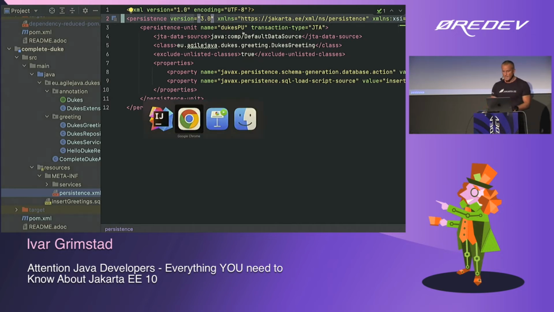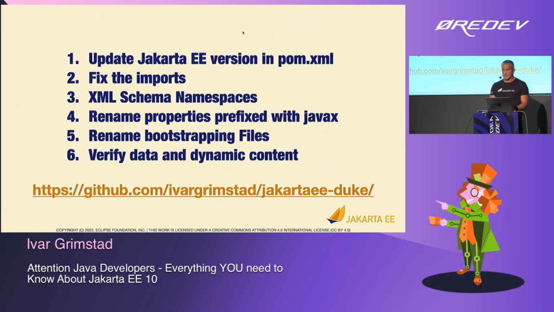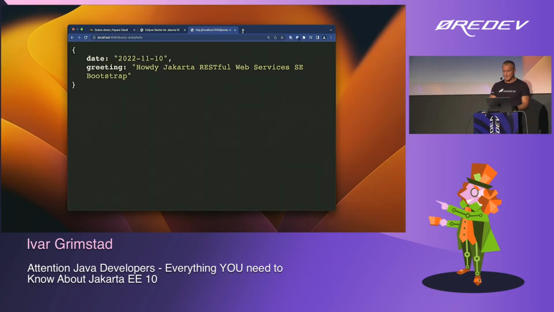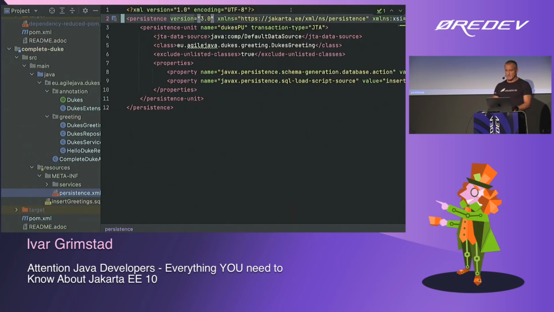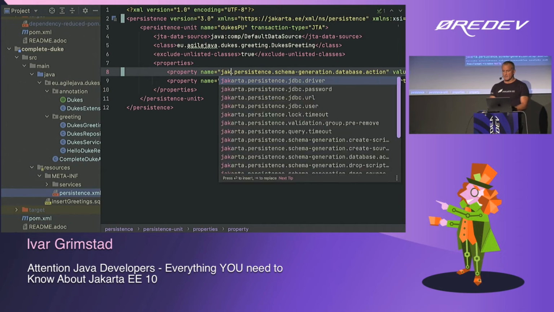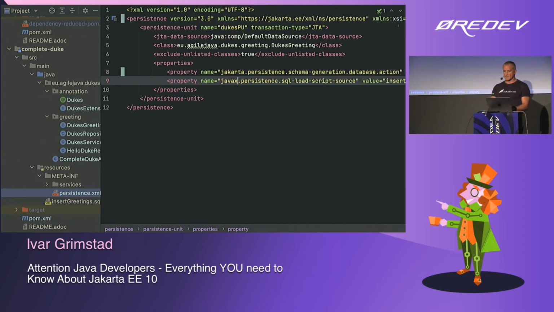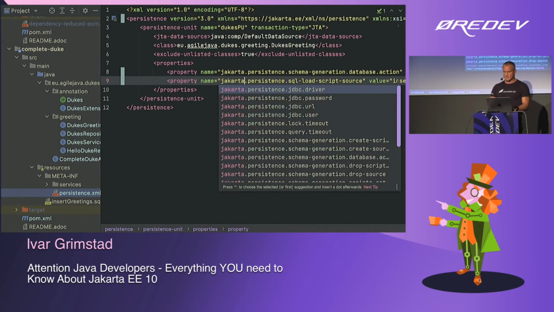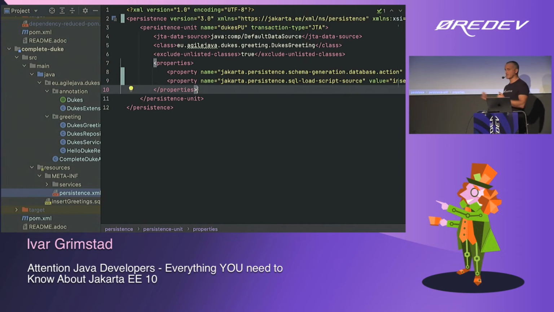The next step is properties. In my application, you can see here I have these two properties to generate the test data in the database. So I'll just have to change these from javax to jakarta. This is also very, very consistent throughout. It's always javax to jakarta, or in one case, jcp.org to jakarta. I don't have any more properties.